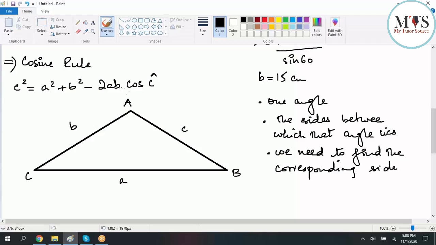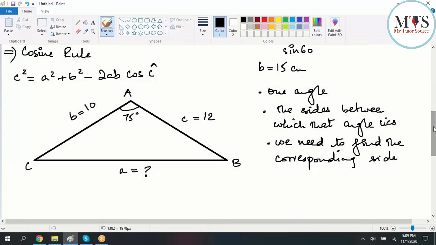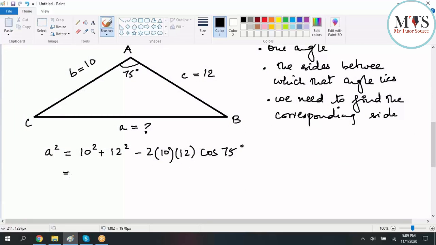So that would be, let's say, they say that angle A is 75 degrees, that b is 10 and c is 12, and they want you to find side a. In this case, you can apply the cosine rule. So a squared equals 10 squared plus 12 squared, minus 2 times 10 times 12 times cos 75.